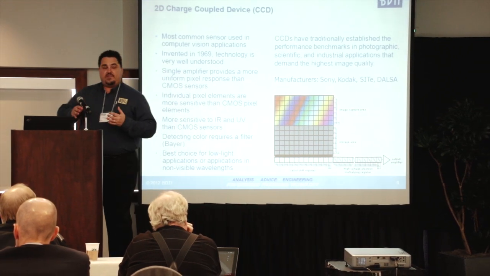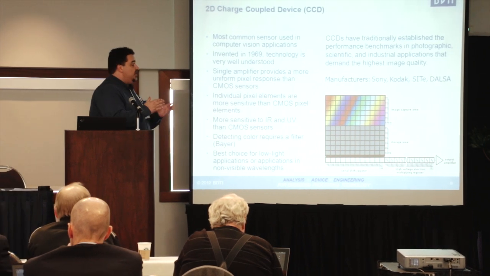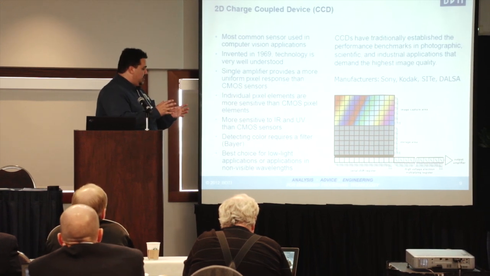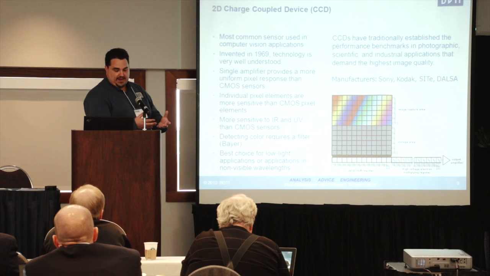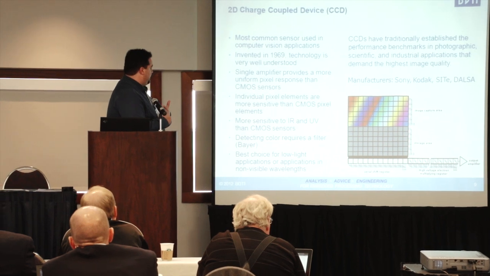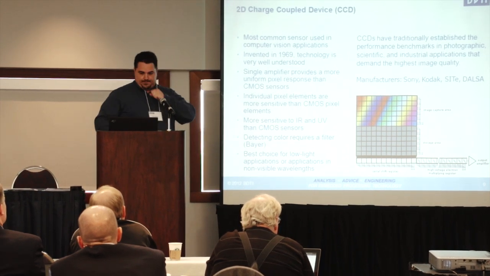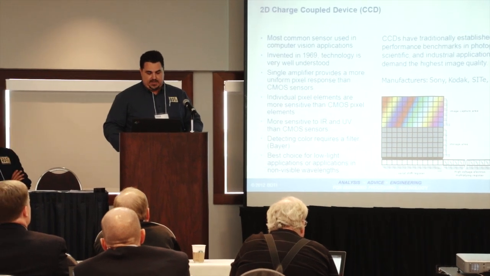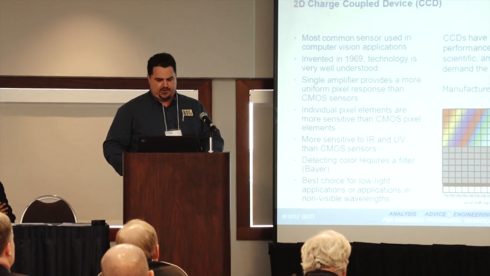There's one amplifier for all the pixels. What's nice about that is that it's a consistent noise. So each pixel in the CCD has a consistent noise parameter to it, which can be easily factored out later on. And you'll see that's not the case in the CMOS sensor. CCD sensors are also significantly more sensitive to UV and IR.